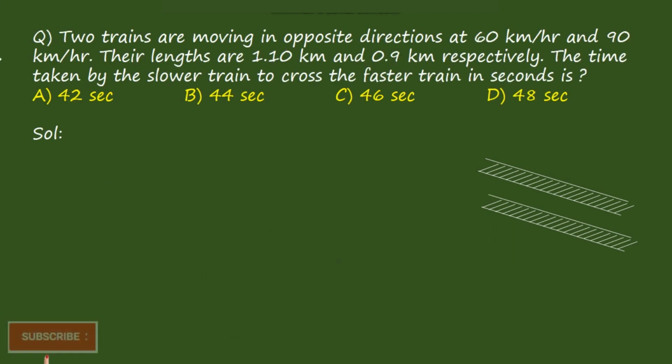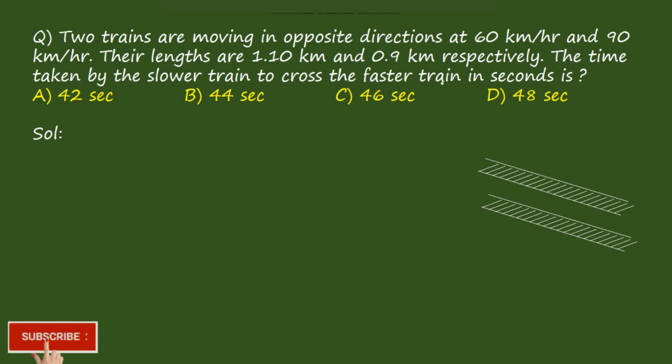Coming to the first question, okay. First we'll be solving the easy question, then moderate and the harder one, okay. Questions. The first one is, two trains are moving in opposite direction at 60 kilometers per hour and 90 kilometers per hour. The lengths are 1.1 kilometers and 0.9 kilometers respectively. The time taken by the slower train to cross the faster train in seconds is, okay.